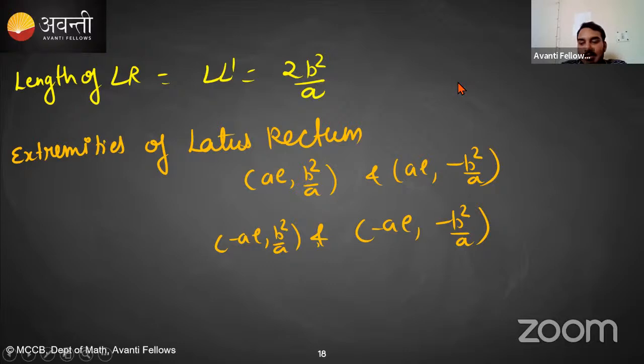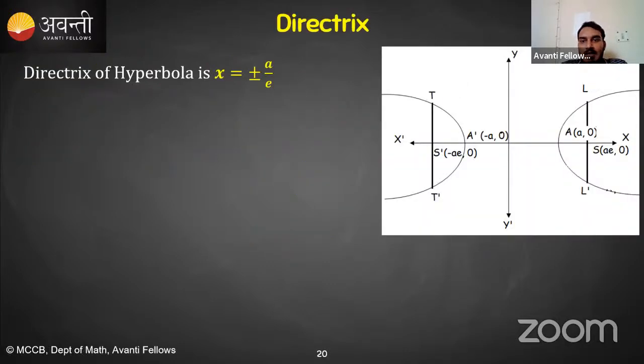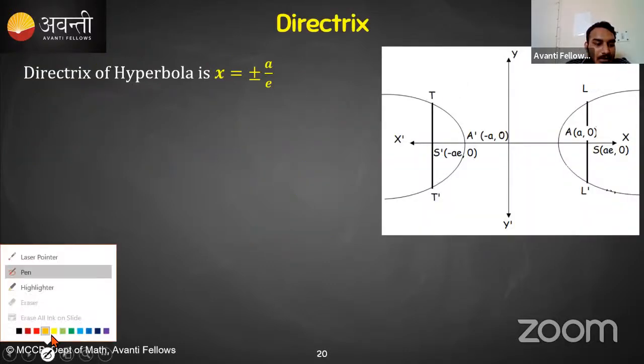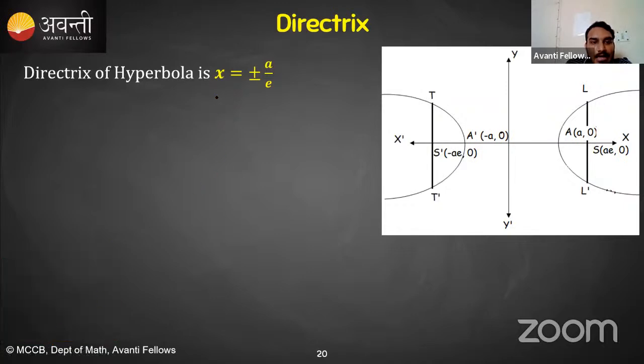Okay. If it is clear, then let's proceed. So students, in case of hyperbola, what is the directrix? x is equal to plus minus a by e. Okay, x is equal to plus minus a by e. You can also prove this.